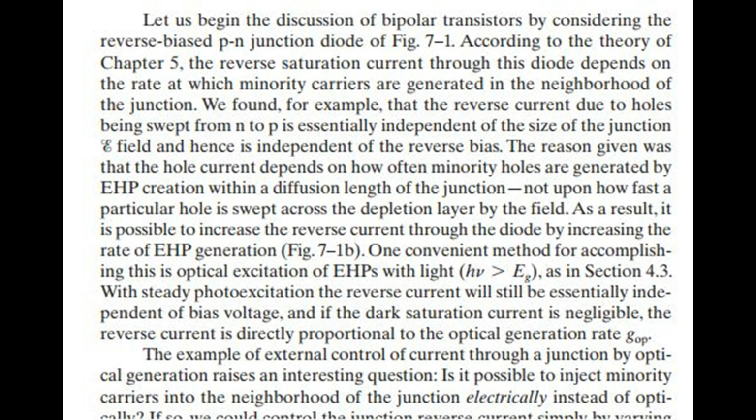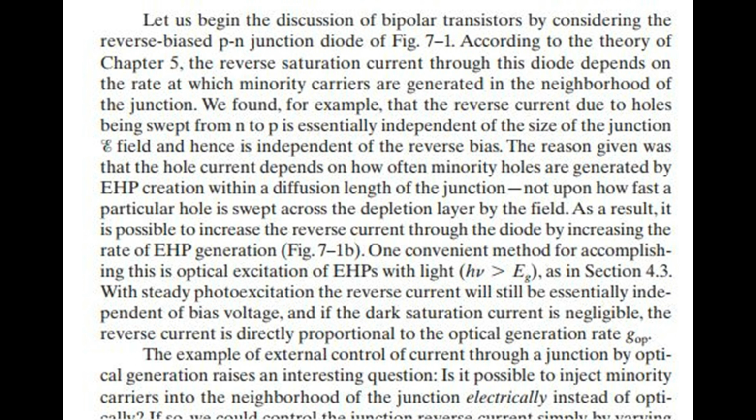As a result, it is possible to increase the reverse current through the diode by increasing the rate of electron-hole pair generation, Fig. 7.1b. One convenient method for accomplishing this is optical excitation of electron-hole pairs with light, with photon energy greater than the energy gap, as in section 4.3. With steady photoexcitation the reverse current will still be essentially independent of bias voltage, and if the dark saturation current is negligible, the reverse current is directly proportional to the optical generation rate G_OP.